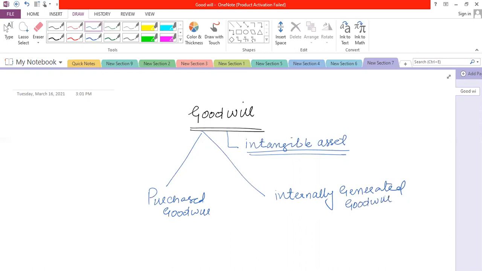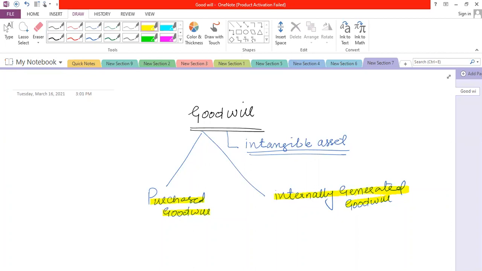So how can you identify whether you have goodwill or not? It's because of the positive reputation you have built over a period of time, due to your business, your products, and relationships, and that is a kind of internally generated goodwill. But if you purchase an entity, if you acquire a business, then you might get the goodwill of that business. So there are two types of goodwill. One is purchase goodwill, which results from a merger and acquisition. And another is internally generated goodwill, which is self-created goodwill.